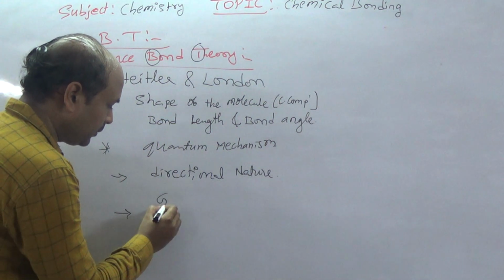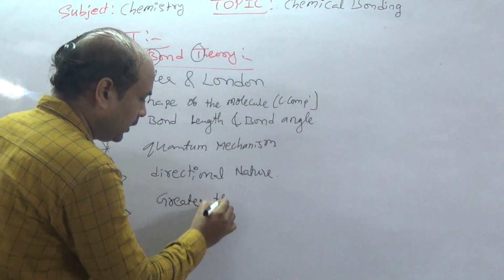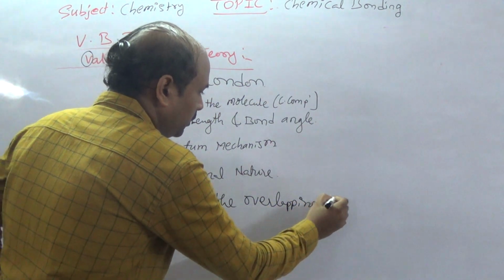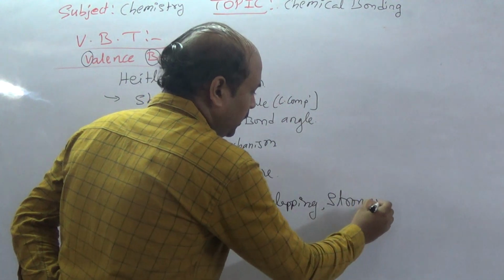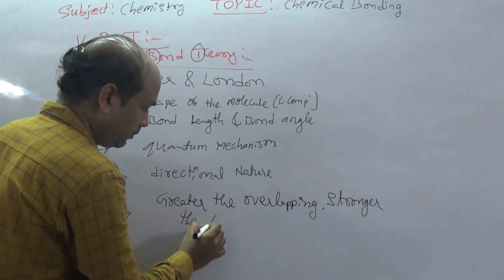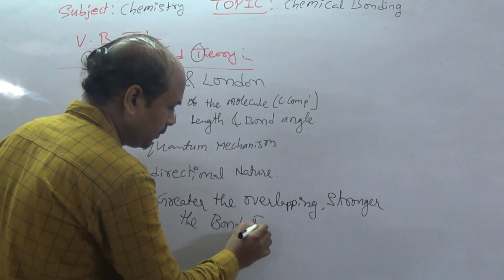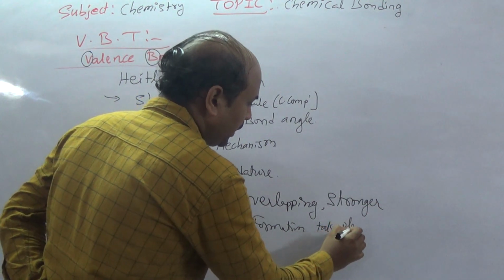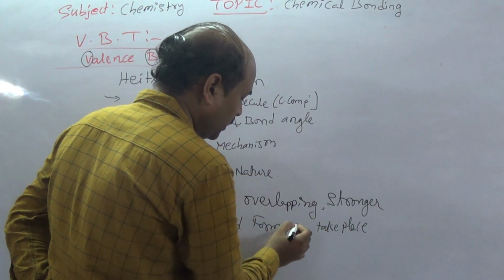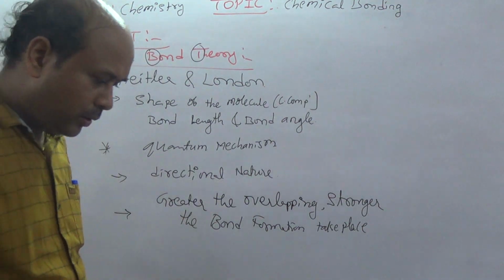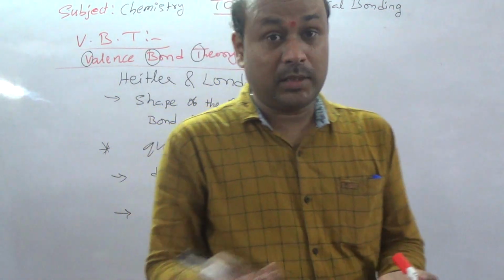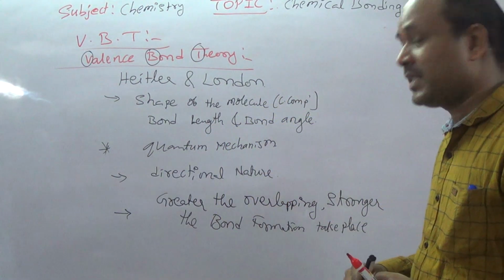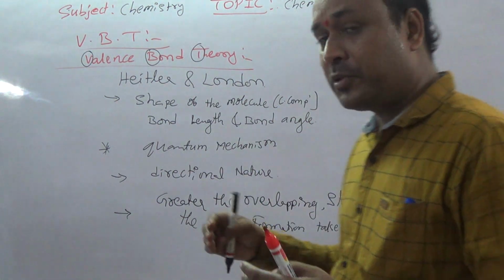So the condition is, the greater the overlapping, the stronger the bond formation that takes place. This is very important. We already know that atomic orbitals undergo overlapping. So which type of overlapping is stronger, and which one forms a stronger bond?